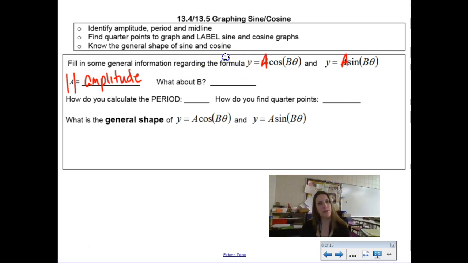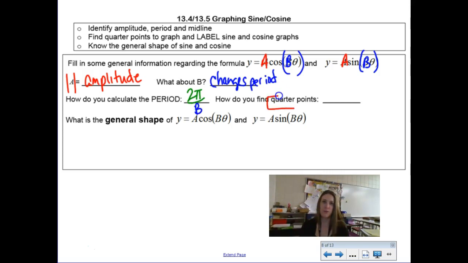And then what does this b represent? Well, it changes the period, because it's going to be used in this next formula. So whatever number is inside the cosine function or inside the sine function, if it's not a 1, it's going to change the period length using this formula. The formula for period is 2 pi over b. And then we simplify that, of course.